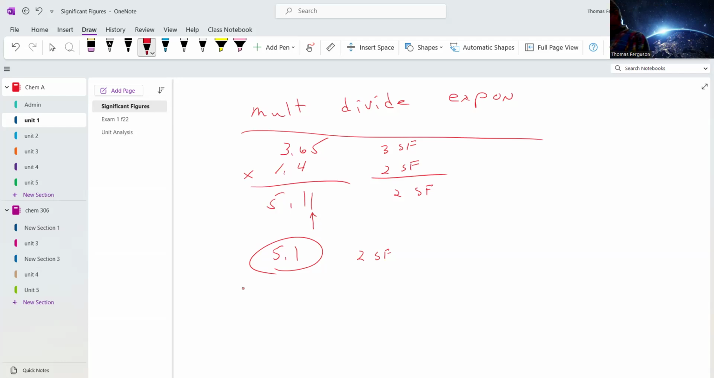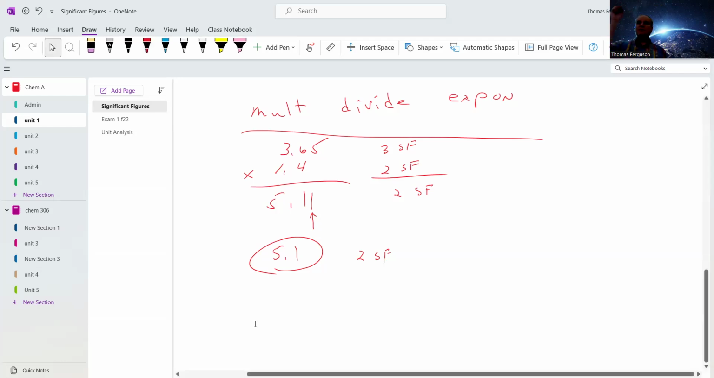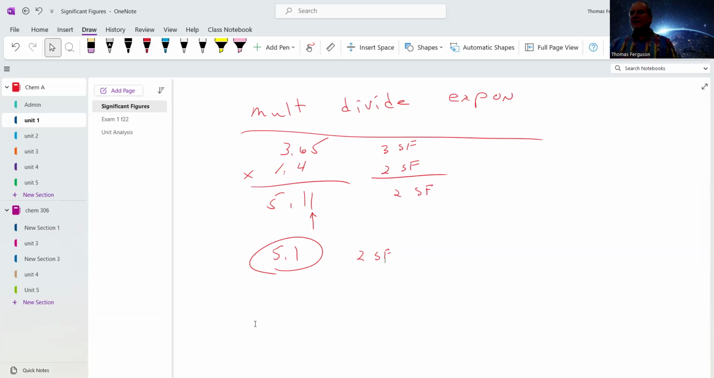So, all right, the answer is 5.1. Frequently, I'll circle it. You can do a box. Just if you have multiple numbers on the page on a test, you need to make sure I understand what your answer is. I don't want to guess.